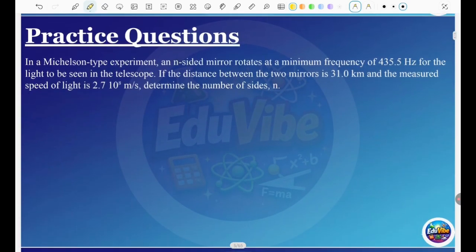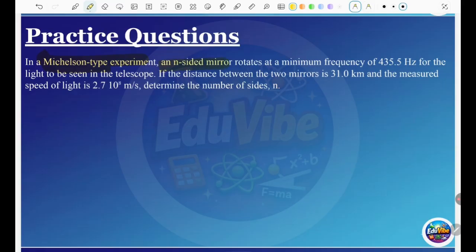So next question. This question is from the Michelson-type experiment, when they find the speed of light in a vacuum, which is 2 point something. So that is a question from here. Let's figure it out. How can we solve this?